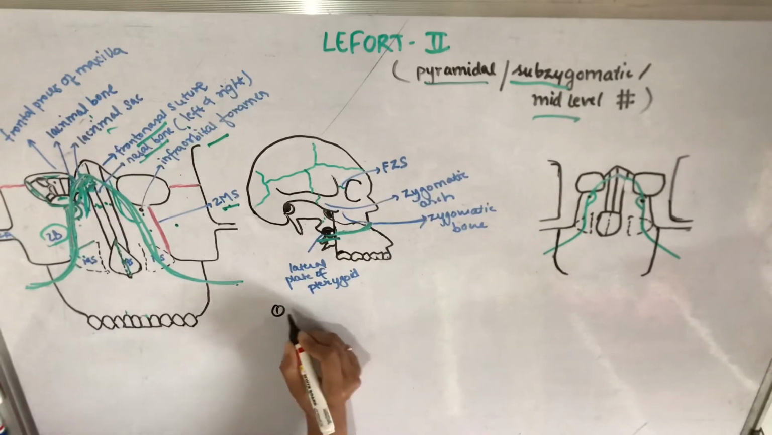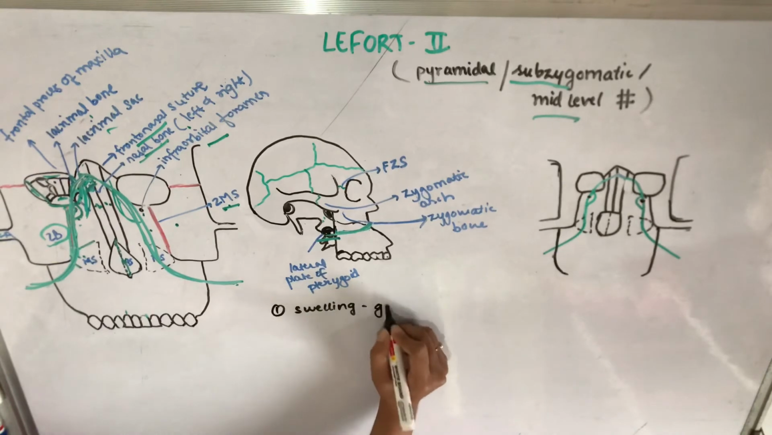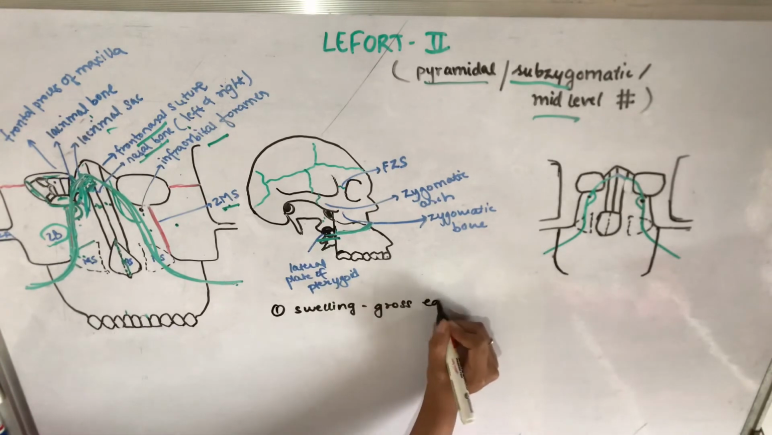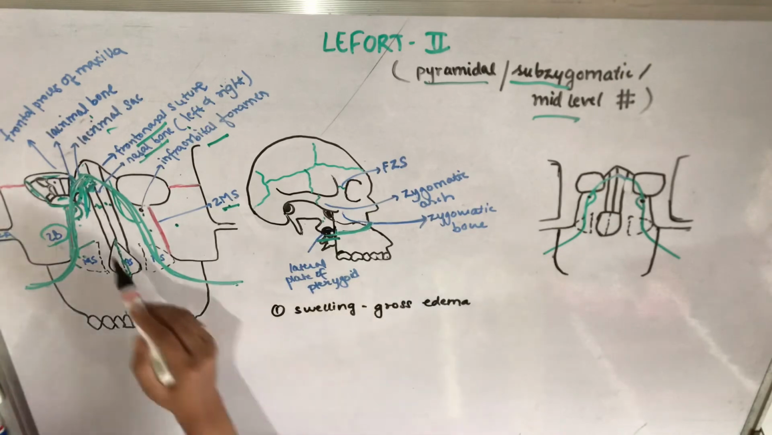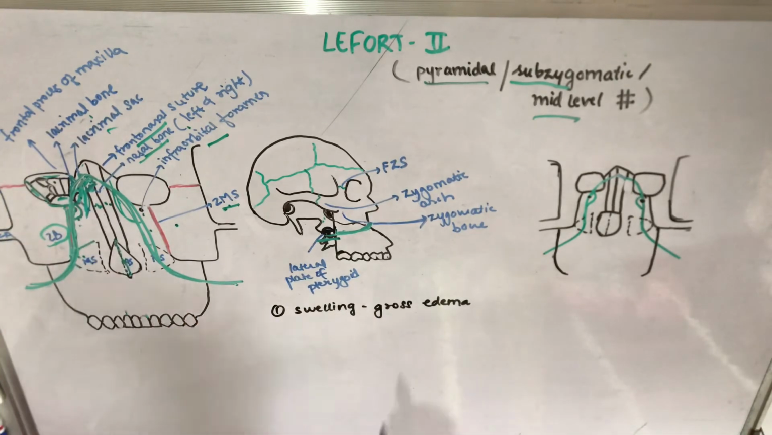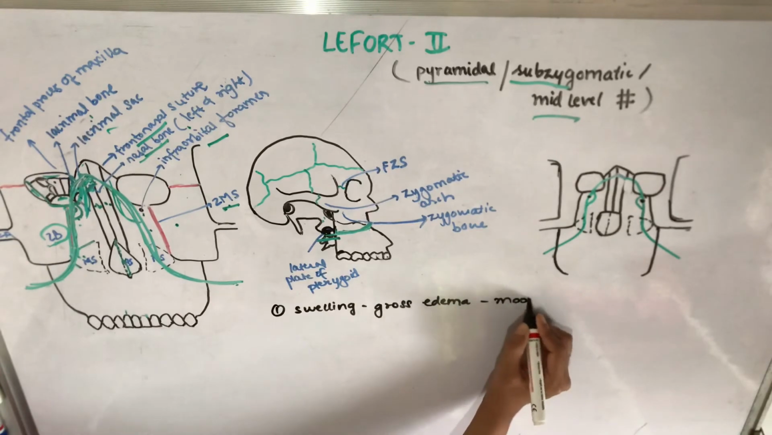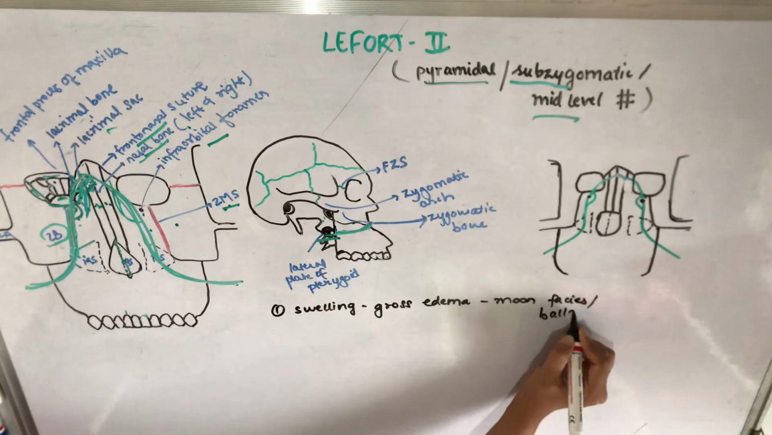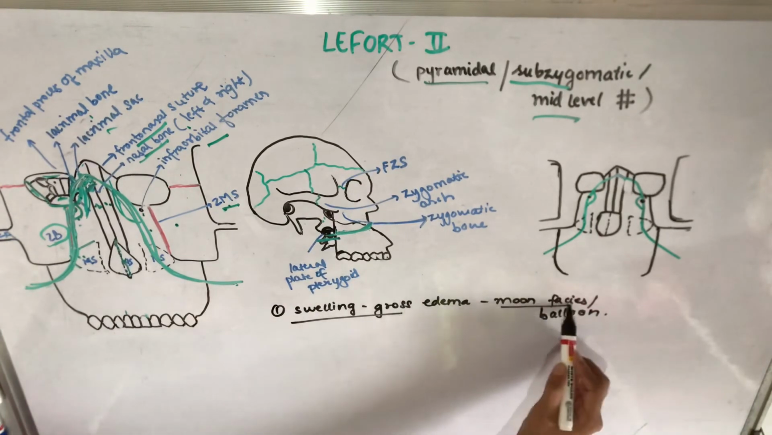So the first clinical feature is you will see swelling. There is this gross edema present on the middle third of the face, which gives the appearance of moon face, or a balloon face. There is this gross edema, as the orbit is involved. So it will give this gross edema to the face, which is known as moon face, or also known as balloon face. So this is the first point that you need to remember, that is this moon face.